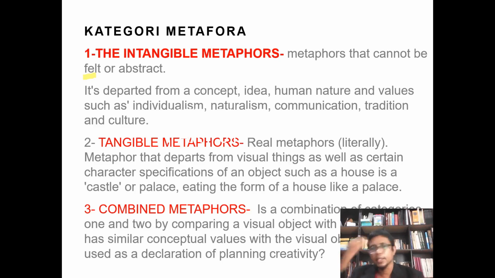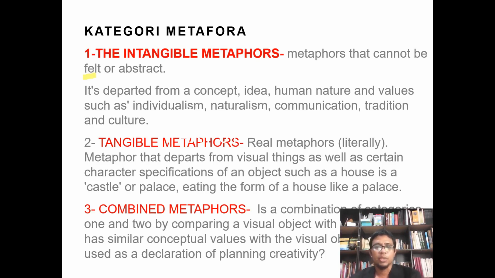Okay, the metaphorical categories, with a spelling error here. Number one is the intangible metaphor, meaning a metaphor that cannot be felt, or is abstract. It departs from a concept, idea, human nature, and values such as individualism, naturalism, communication, tradition, and culture. This one, number one, is intangible.